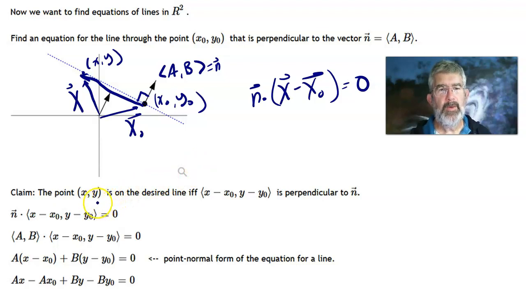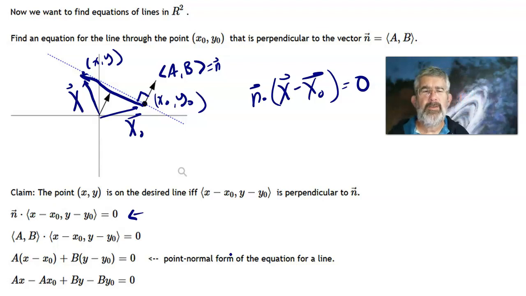And so that is what I now write down here: the vector X minus X0, you just subtract the x components, you subtract the y components. That's this, and I want it dotted with n. I want that to be 0. This will be true if xy is on the line. It will be false if xy is off the line. So what I have right there is an equation for the line.